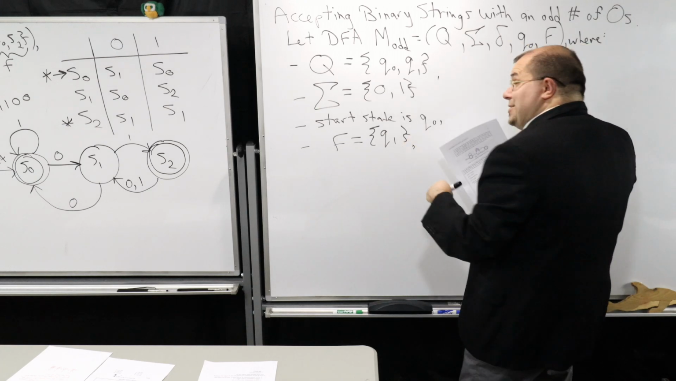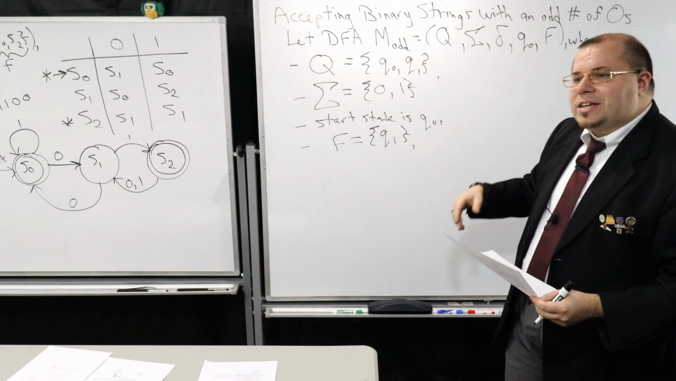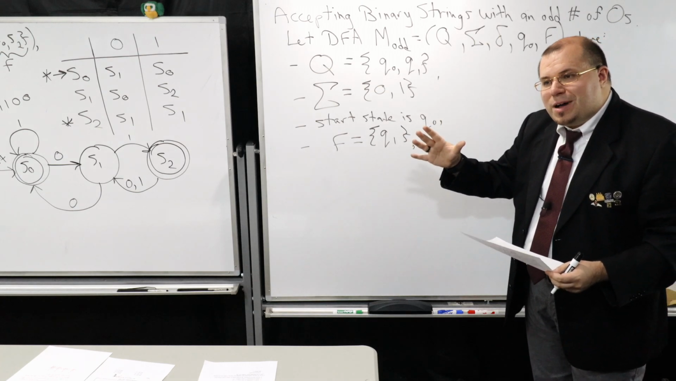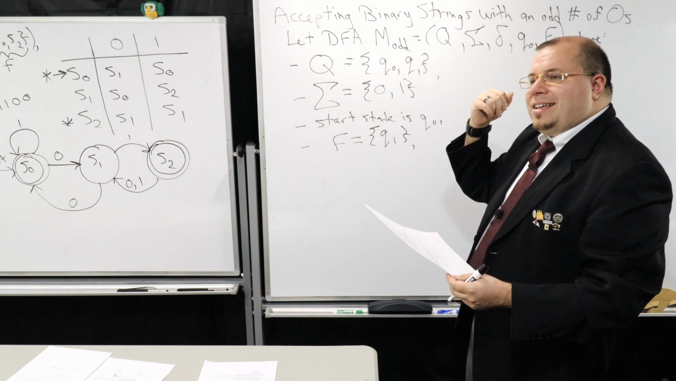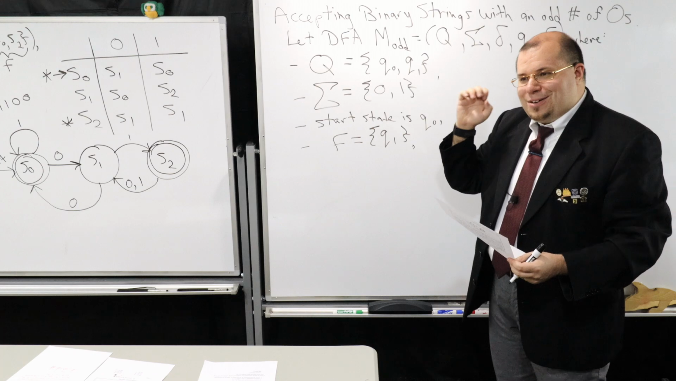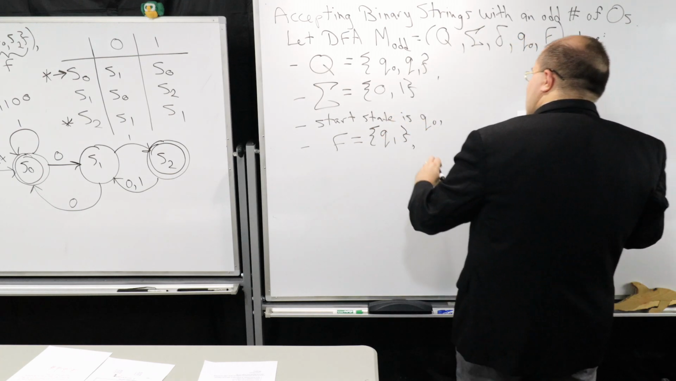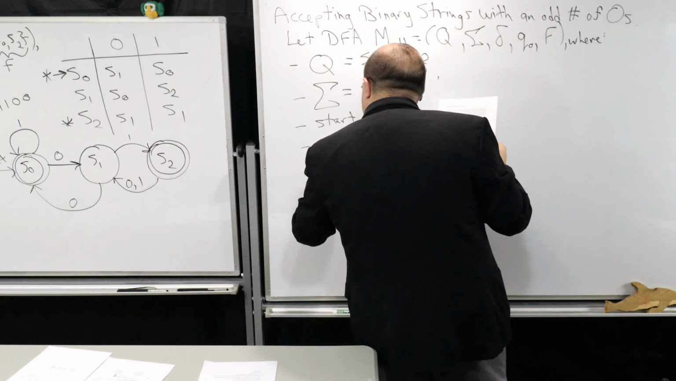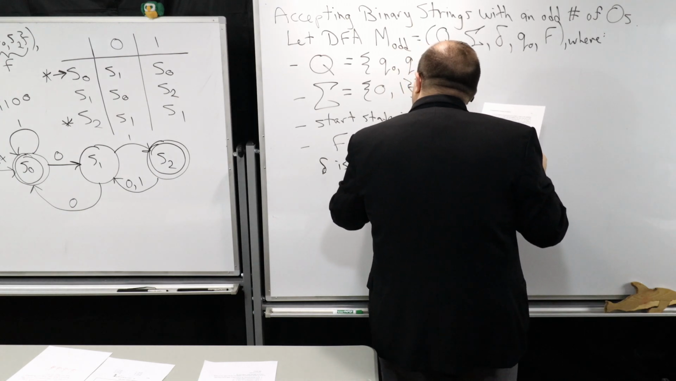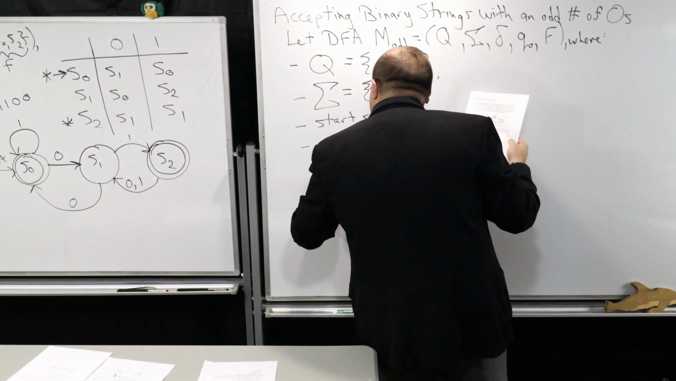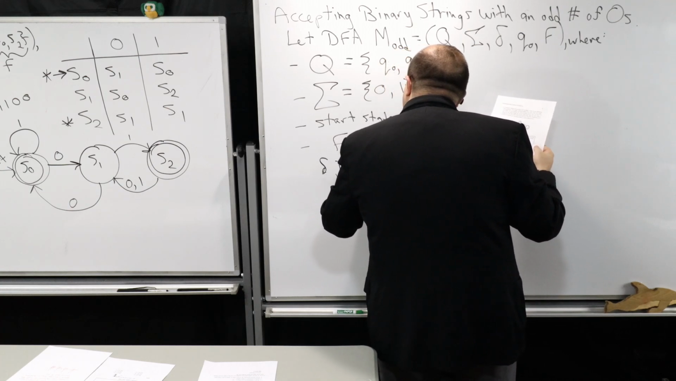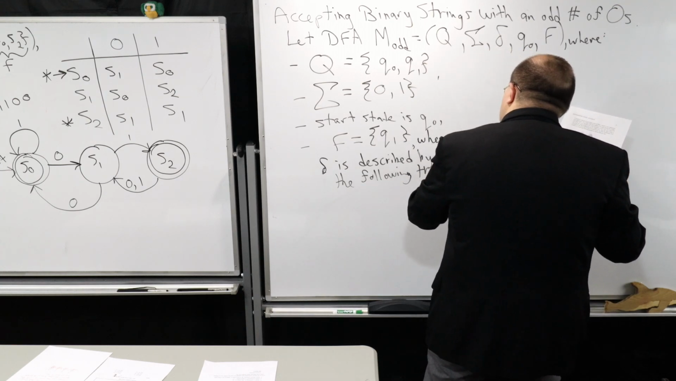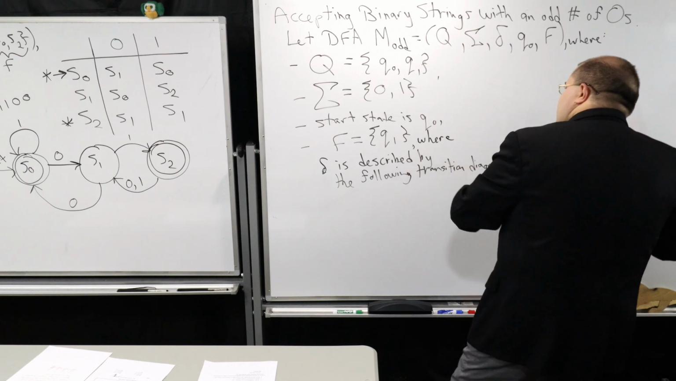Oh yeah, I also have to tell you what the transition diagram looks like. I'll encourage you to take a look at it later, I have it in the notes. I also have the transition table in my notes, but I'm just going to do the diagram because a lot of people seem to be gravitating towards the diagram, and I want to show you the diagram anyways. Where delta is described by the following transition diagram.